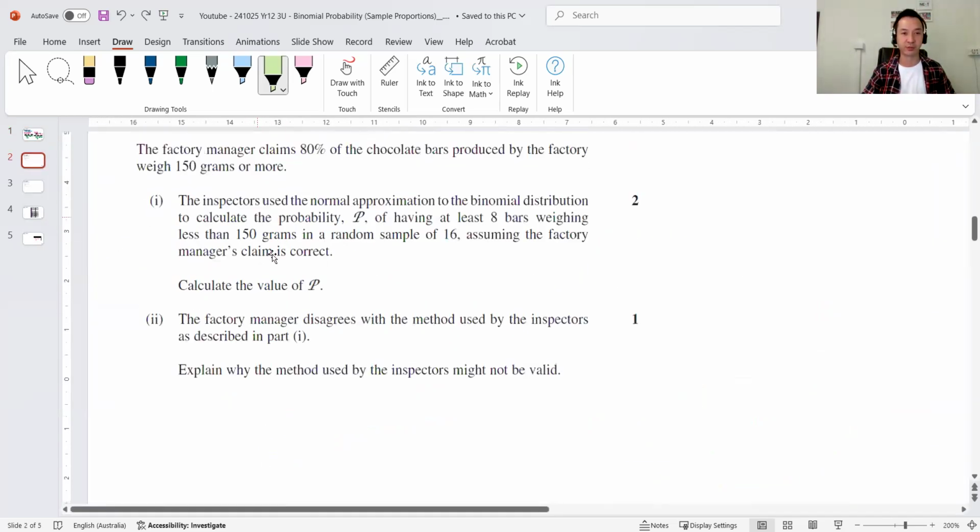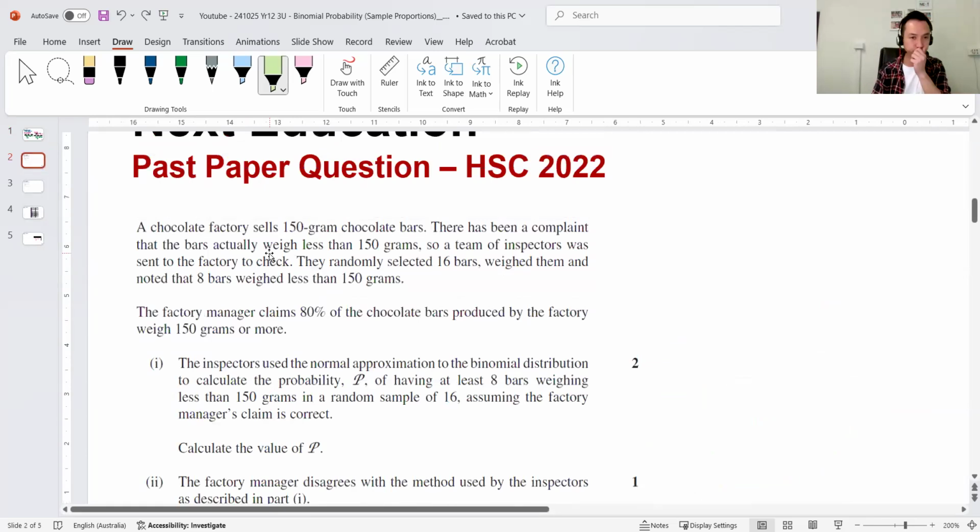All right, let's go through this. HSC 22. So with this question, you can sort of see when it starts off, a chocolate factory sells 150-gram chocolate bars. Now, I'm just going to say it now. That 150 grams, that number of 150, has nothing to do with anything. It's just a bit of a distraction. So 150 grams, okay. There has been a complaint that the bars actually weigh less than 150. So a team of inspectors was sent to the factory to check.